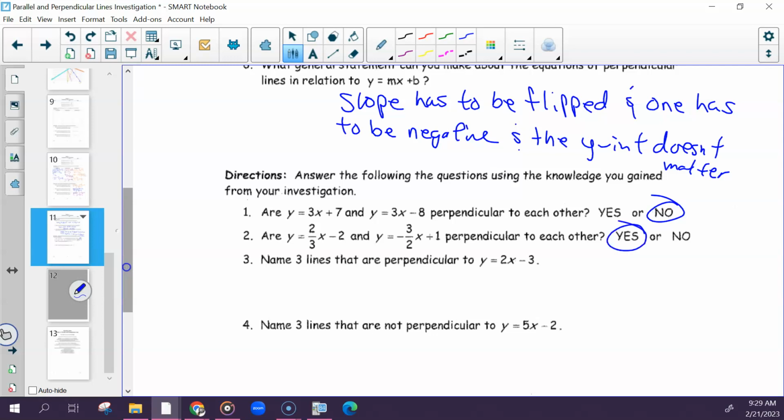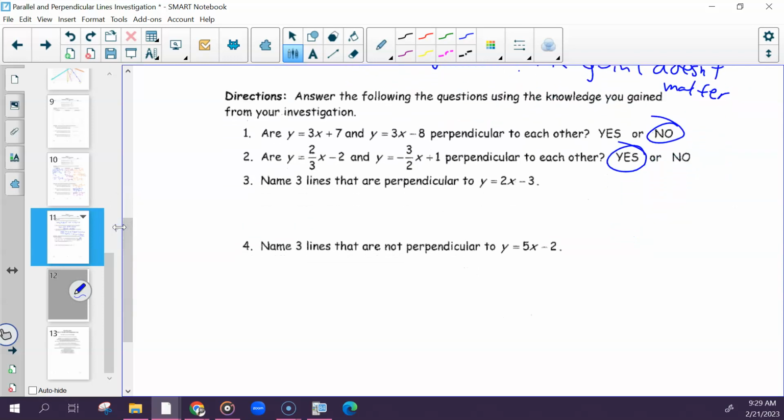Give me 3 lines that would be perpendicular to y equals 2x minus 3. Otis, you can give me one. Give me another. Kayla. One more.